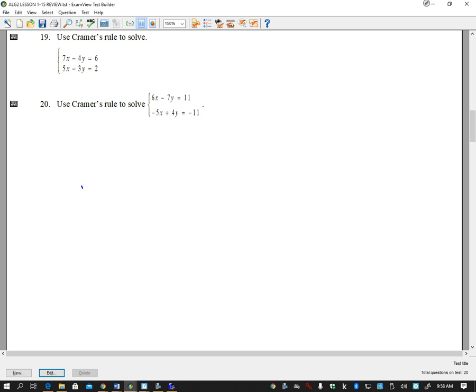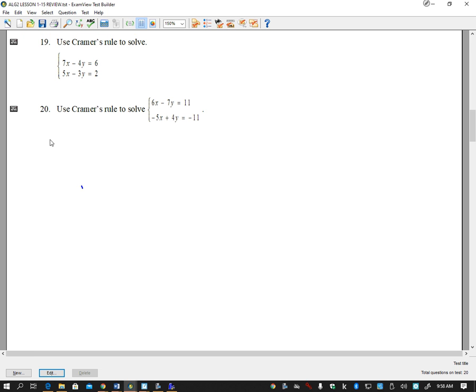Oh, Cramer's rule. Oh, how we love thee. Okay, so I'm going to solve this using Cramer's rule just because I feel like it's something we haven't had a whole lot of practice with in terms of being able to understand it. So, do we want to solve for x or y first? X. So we're going to solve for x first.